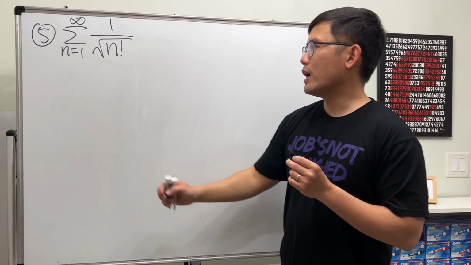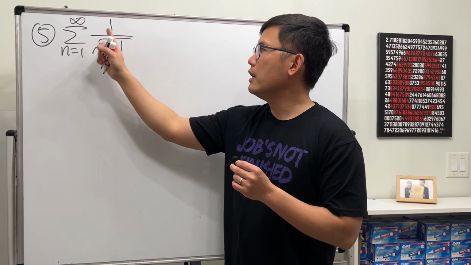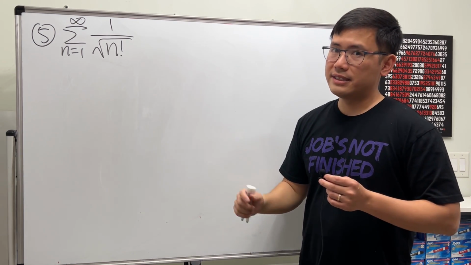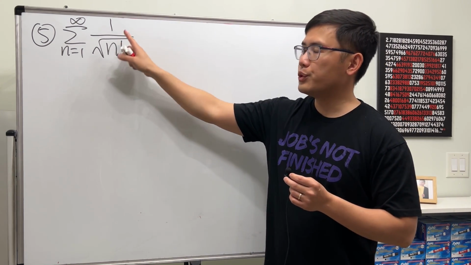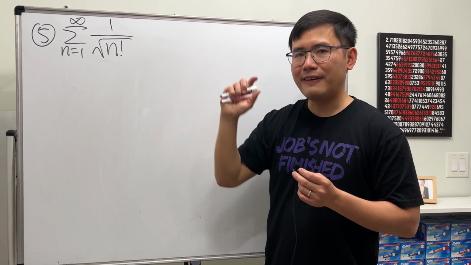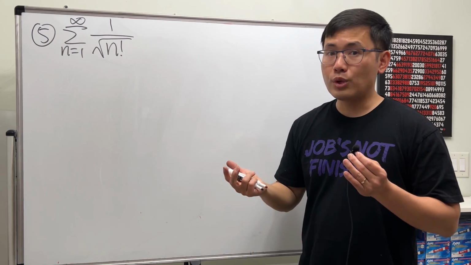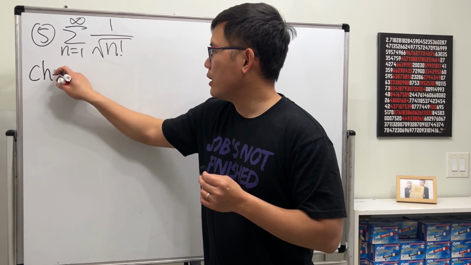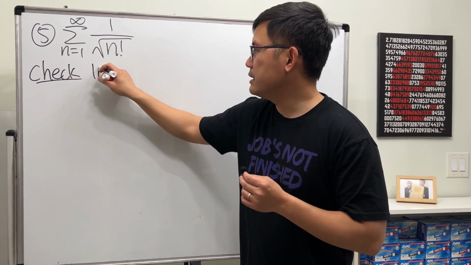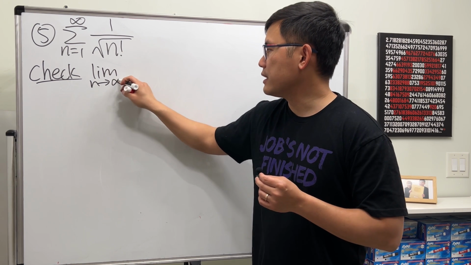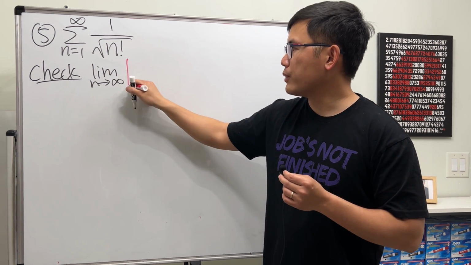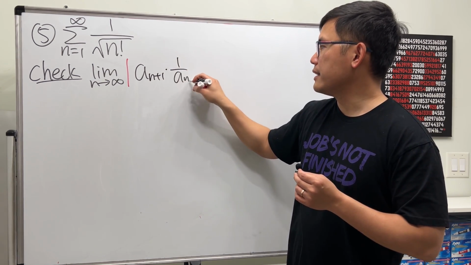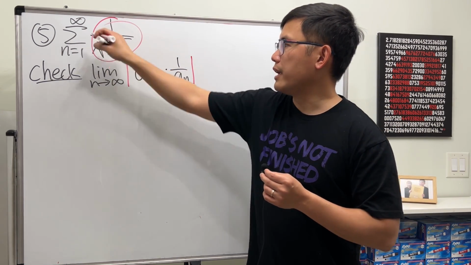Now for number 5, we have the series as n goes from 1 to infinity of 1 over square root of n factorial. So this right here is not a p-series. Do not say this is n to the 1/2 power because we have the factorial inside. And because we have the factorial, try the ratio test. So here we go. We check the limit as n goes to infinity, and then what we do is the absolute value of a_{n+1} times 1 over a_n. So this right here is our a_n.